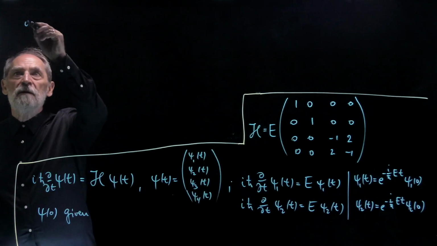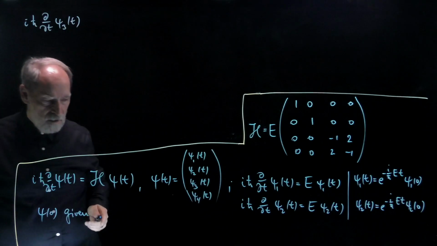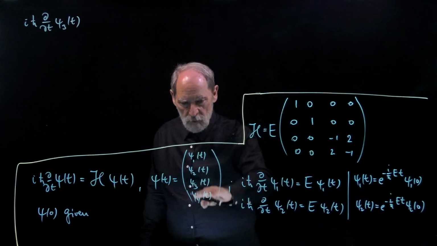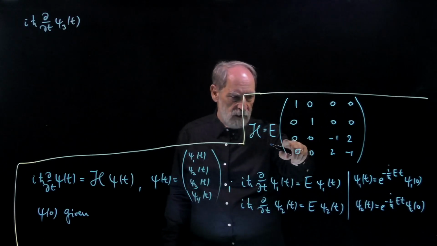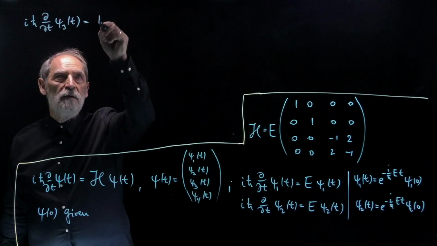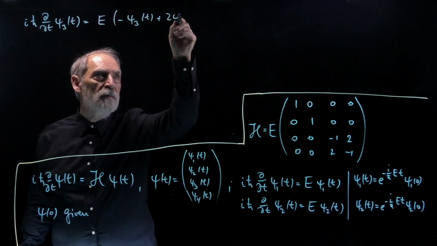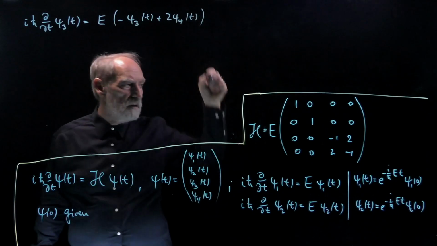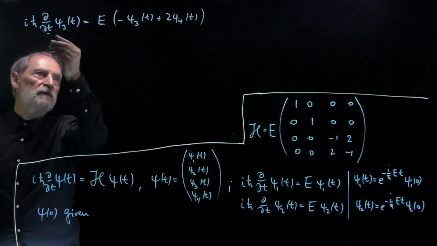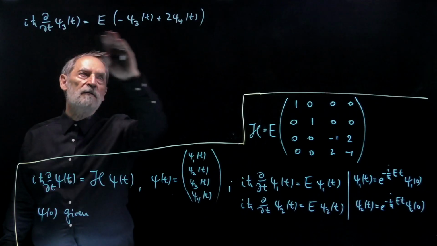And we can now write down what's the time derivative of psi 3 of t. So now we have to take this matrix and multiply it with this column. And we look at what we get in the third row. So we have E and then minus psi 3 of t plus 2 times psi 4 of t. That's this minus 1 and this 2. And of course, that's not an equation that we can just solve all by itself, because the time derivative of psi 3 involves psi 4.